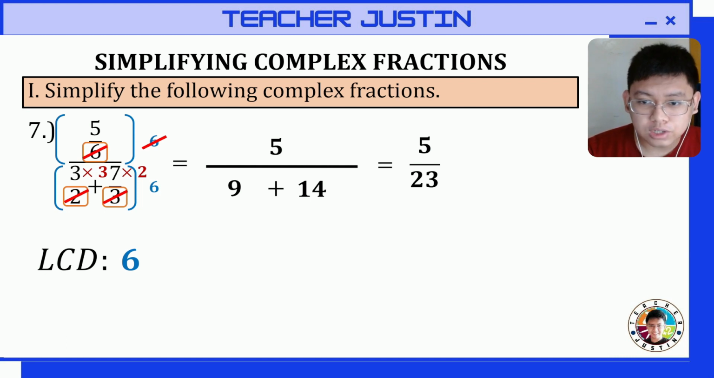So, our fraction will now be 5 over 23. Now, pwede pa ba natin siyang i-simplify? Hindi na. So, since hindi na natin siya pwedeng i-simplify, 5 over 23 will be our final answer. And that's it. Tada! Alright.